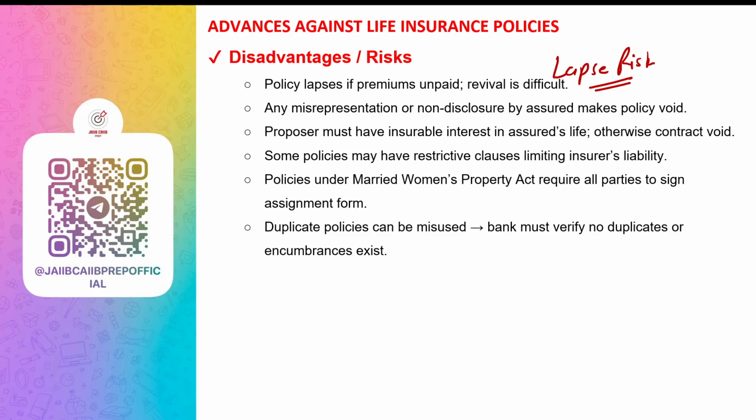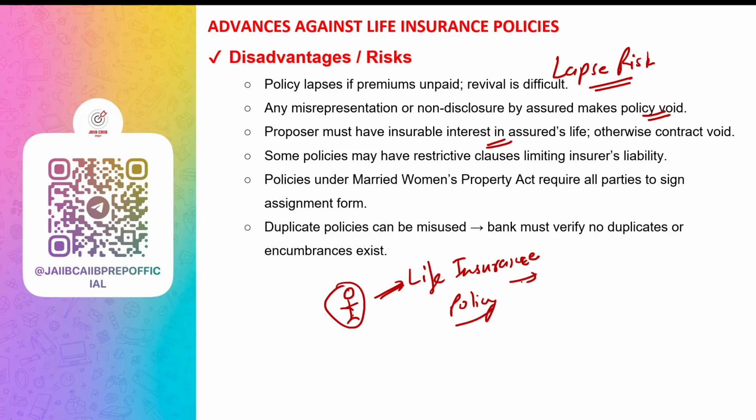Misrepresentation makes the policy void. So the good faith requirement is there. Policy without insurable interest is void. So the proposer must have insurable interest in the assured's life, meaning to say a person taking a life insurance policy in the name of his or her neighbor or a random person, this is not allowed. The proposer must have insurable interest.